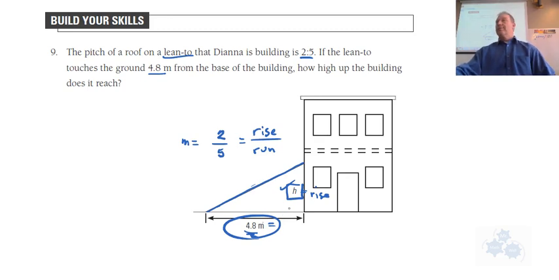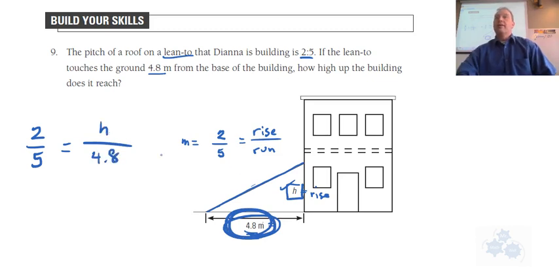Okay, rise over run. So we've got this as the given slope. We are given this as the run down here. And I'm looking for the unknown rise. With a simple proportion we can solve for h.